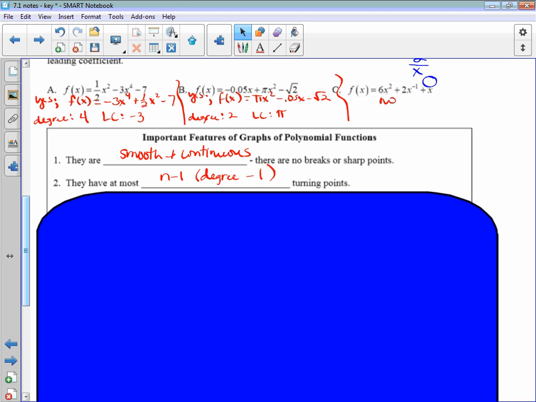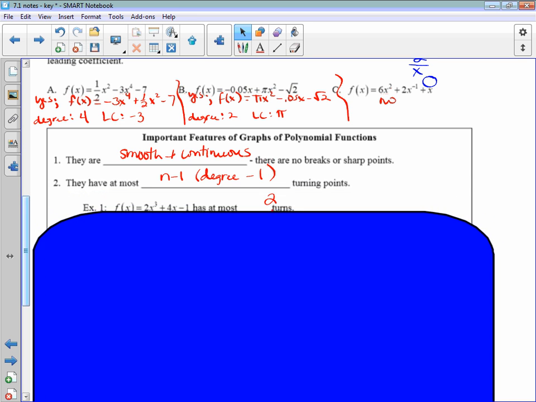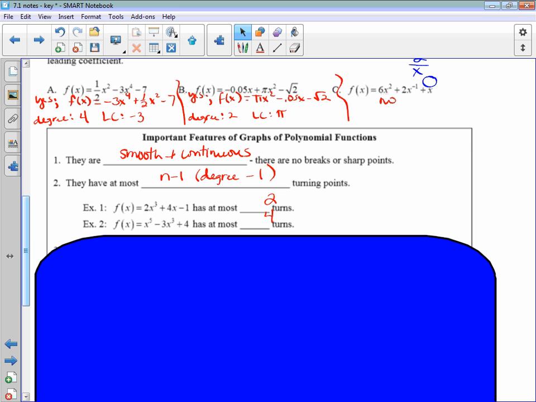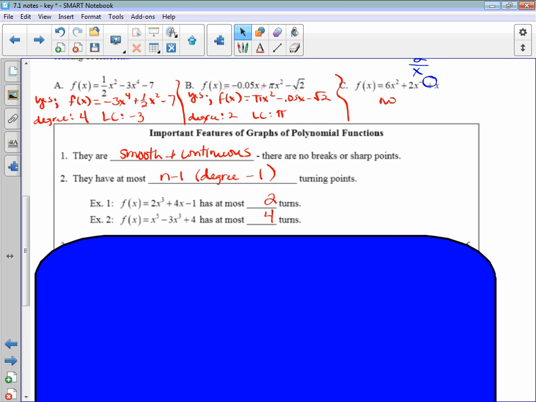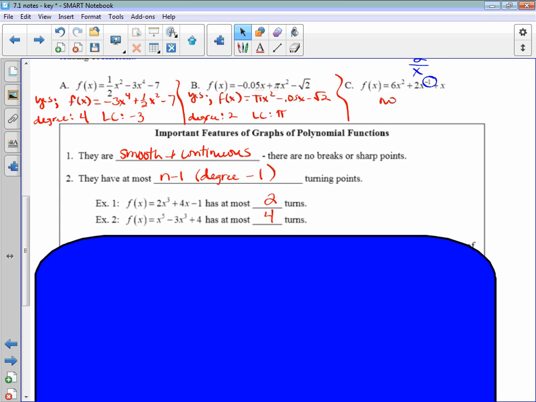So for that first example there, what do you think? It has at most how many terms? 2. Yeah. What about the second example? Okay, easy. All right, so far so good.